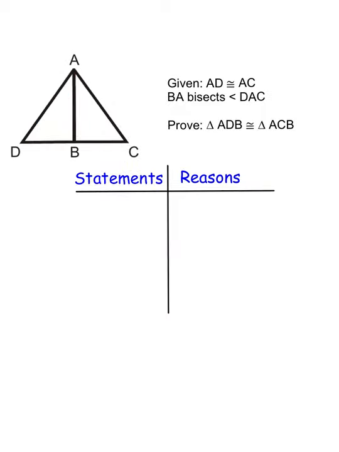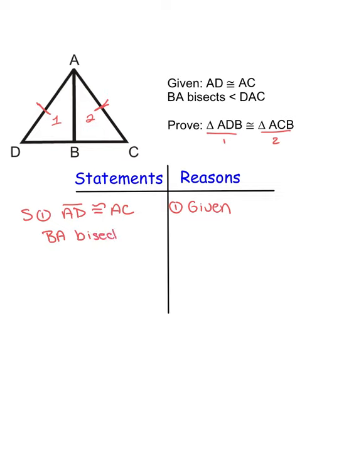Next one, it looks like the same picture. It's not the same proof because I'm given different information. So again, I want to prove triangle ADB, this triangle here, is congruent to triangle ACB, this one here. So that's number one, that's number two. So I'm going to start with the given, AD congruent to AC. That gives me a side. That's given. The next piece of given information is that BA bisects angle DAC. So maybe we want to trace or highlight DAC.